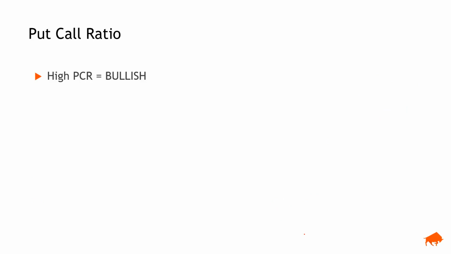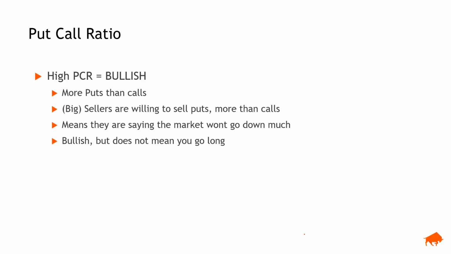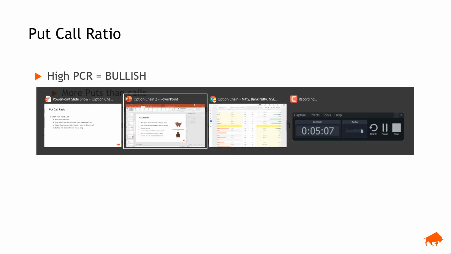Okay. So a high PCR is bullish, which means more puts than calls. Why? Because big sellers are willing to sell puts more than calls, meaning they are saying the market won't go down much. It means that the market is bullish. But it does not necessarily mean that you go long. It is bullish, and whether you enter here or not entirely depends on other things, which you will obviously analyze.